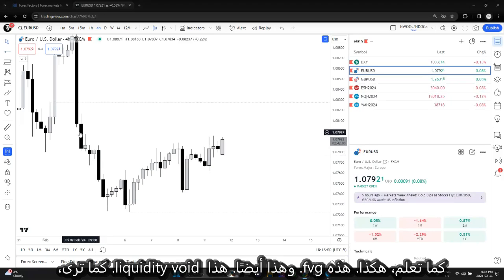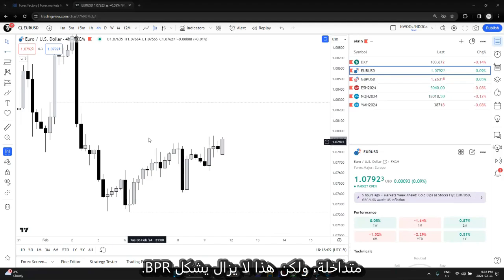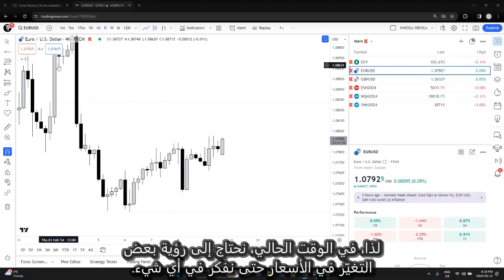This is a fair value gap. This too. This is a liquidity void. You see how overextended it is. And this is a balanced price range. This is actually two liquidity voids overlapping, but that still makes a balanced price range.